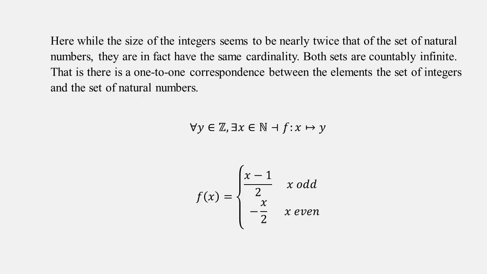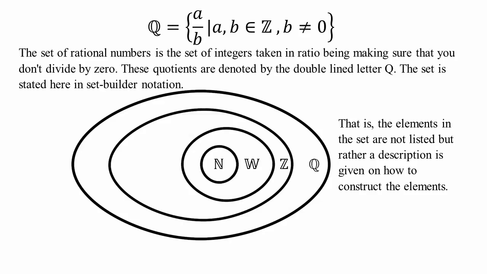That is, there is a one-to-one correspondence between the elements in the set of integers and the set of natural numbers. The set of rational numbers is the set of integers taken in ratio, making sure that you do not divide by 0. These quotients are denoted by the double-lined letter Q. The set is stated here in set builder notation. That is, the elements are not listed, but rather a description is given on how to construct the elements.